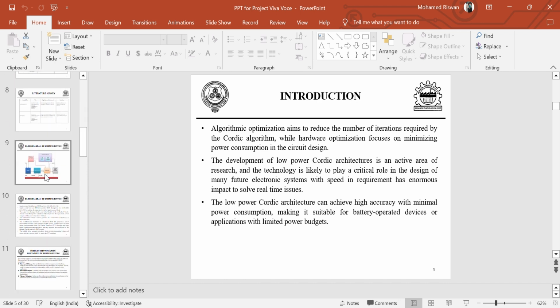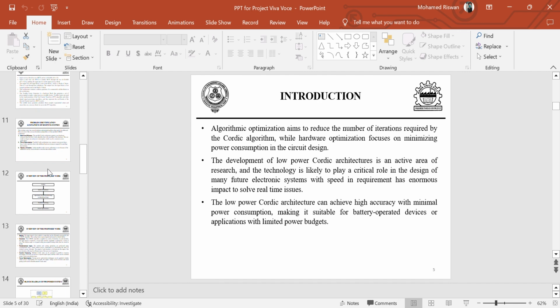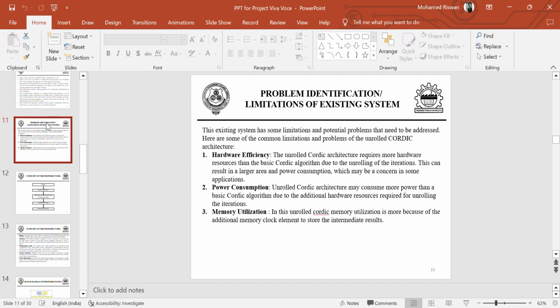If we see the problem identification, it is hardware efficiency, power consumption, and memory utilization. Usually when we take a system, the first thing is we have to reduce its size. In order to reduce this, we have to reduce the chips used in it, but the efficiency should be higher even if we reduce it. That's why we are using these CORDIC architectures.